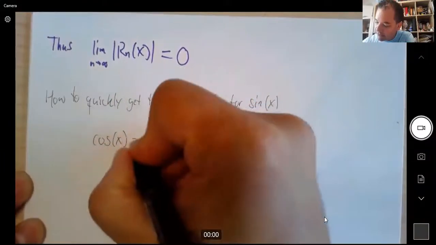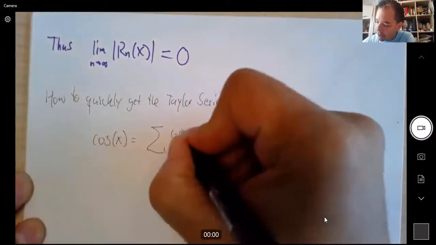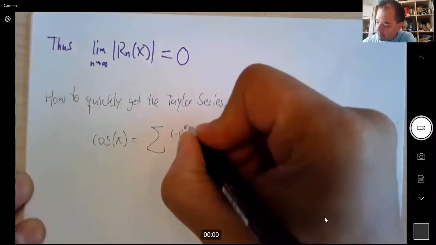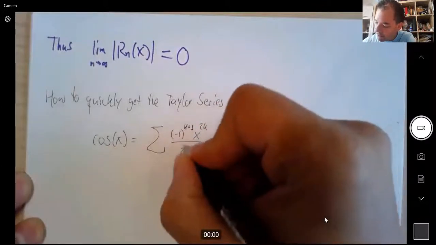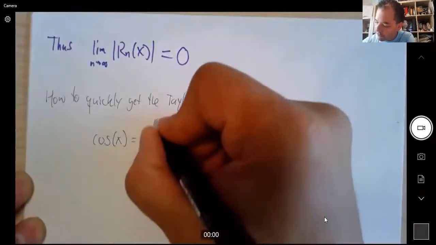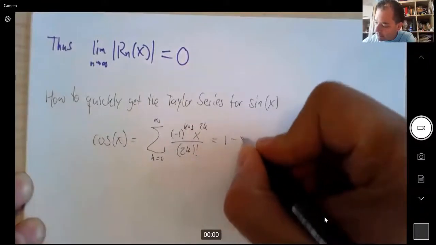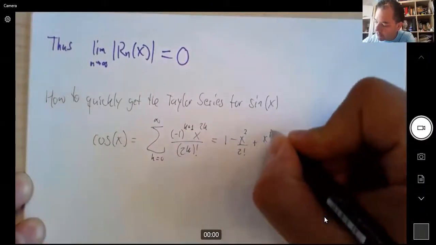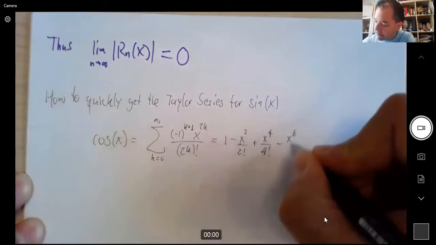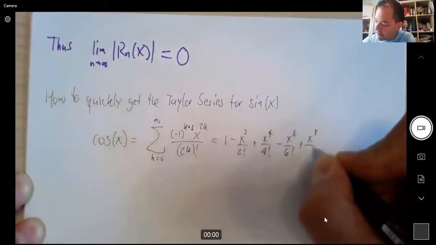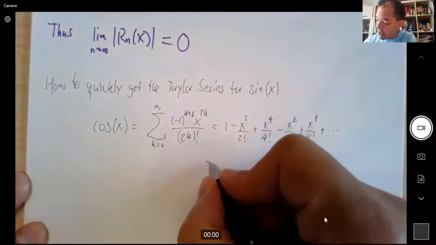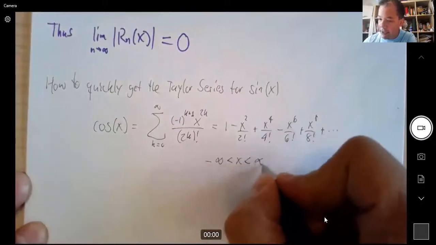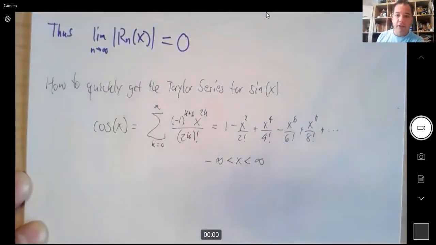Cosine x is this one, negative 1 to the k plus 1, x to the 2k over 2k factorial, from 0 to infinity. So this is 1 minus x squared over 2 factorial plus x to the 4 over 4 factorial minus x to the 6 over 6 factorial, etc. And we just checked that this is convergent for every x between negative infinity and infinity, right? We've checked this before.